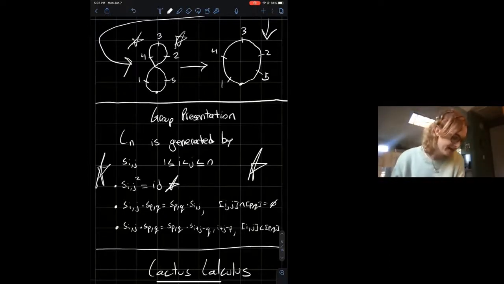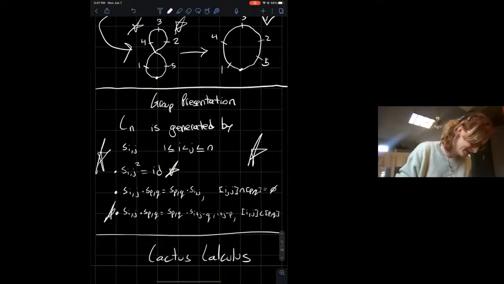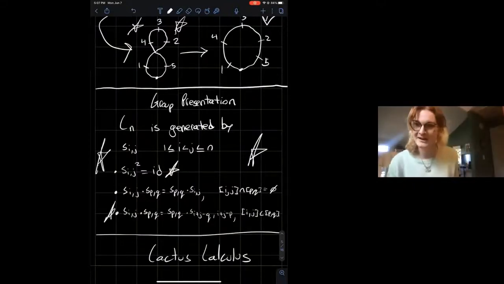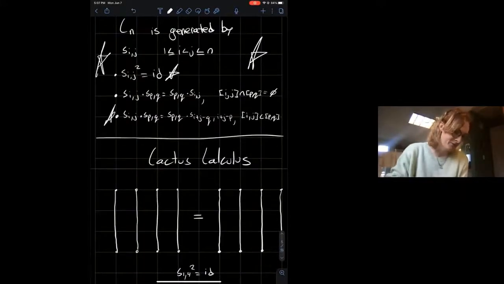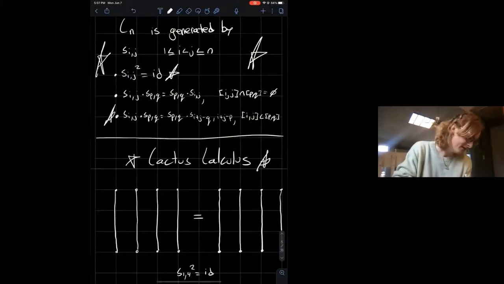And then we have S_{ij} S_{pq} is equal to S_{pq} S_{i+j-q, i+j-p}. And this is just when the interval i through j is a subinterval of p through q. This rule is the main reason I desired some sort of diagrammatic calculus, because it's not fun to play with when you get big long strings of letters in this group and trying to figure out what's equal to what. And so I came up with a diagrammatic language, which I call the Cactus calculus. And I'll show you exactly how this works.